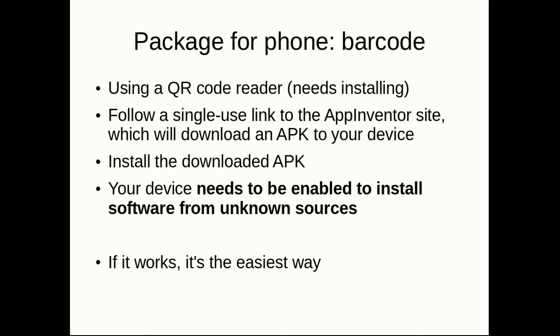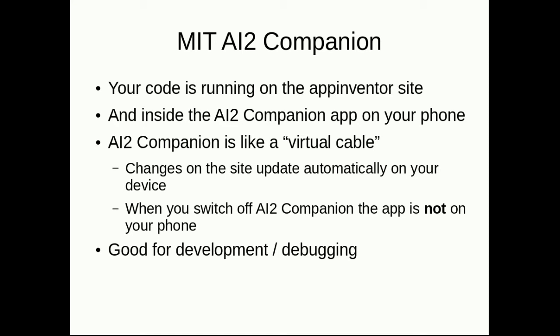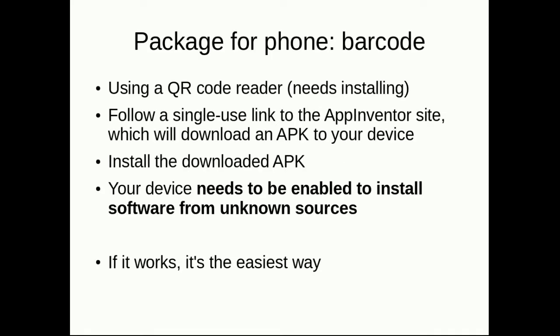One of the things that happens with the AI2 Companion, going back one, is when you switch it off, the app's not on your phone. If you package it for the phone, the app is on the phone. So I can install the app on my phone, and that's just going to work. And it'll work however far I am from the App Inventor site, and I could uninstall the AI2 Companion and it would still work. The app would be on my phone forever. In my view, if this technique works, it's the easiest way.